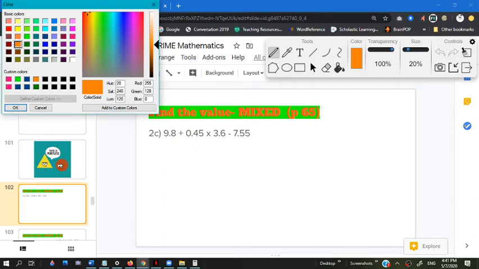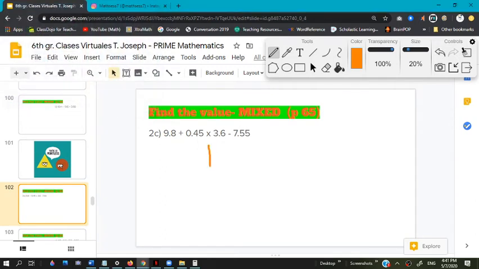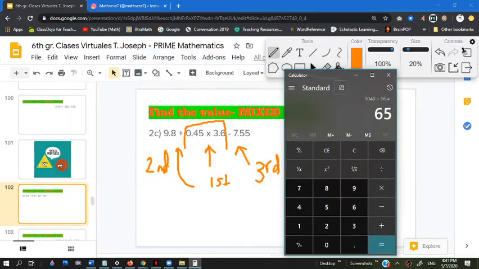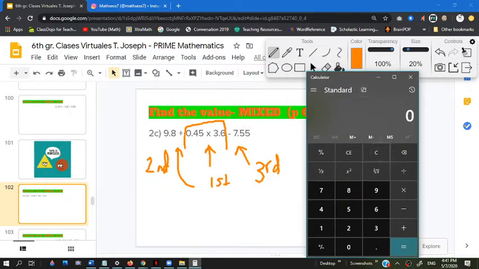But I want to make sure that we do them in the correct order. First, we need to do the multiplication. Okay, that's the first step. So we're going to multiply 0.45 times 3.6. We need to do that first. After that, we're going to come back and do the addition. We're going to do that step second. And then at the very end, we're going to be doing the subtraction, which is third. Okay? So let's try that on the calculator. Let's do the first step first.